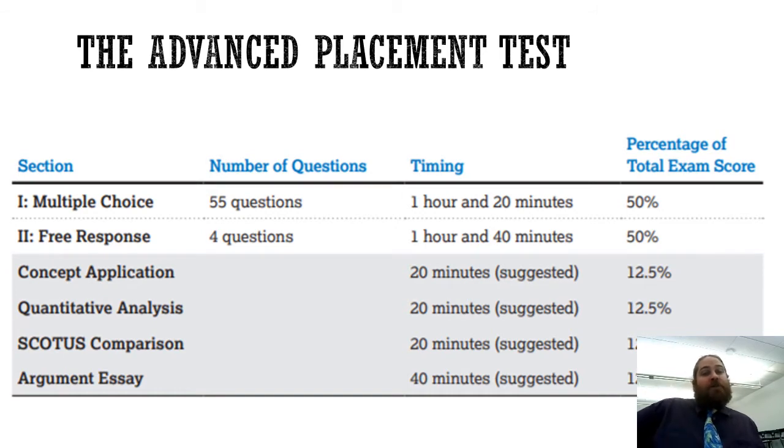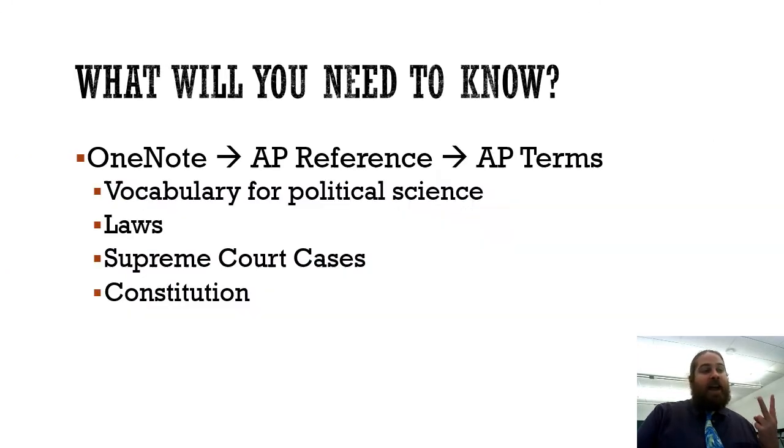The Advanced Placement test is going to have two key components. The first is a multiple choice section that requires you to know a certain amount of vocabulary as well as concepts, as well as 4 essays, 4 free response questions, each aimed at a different skill in terms of political science. So it's kind of a two-sided test.